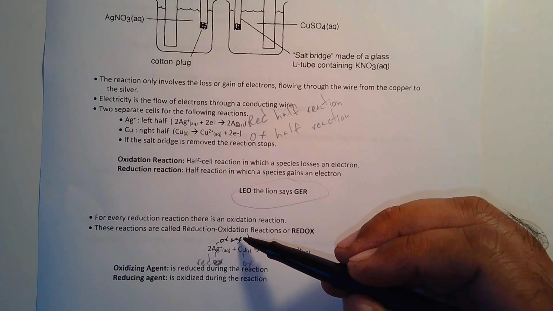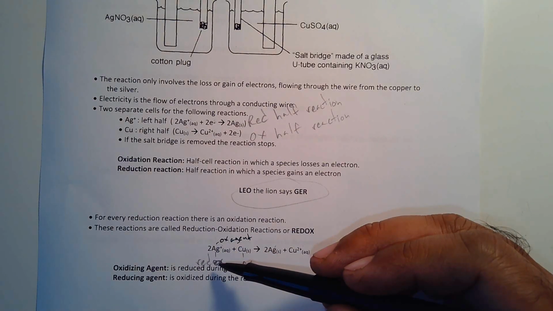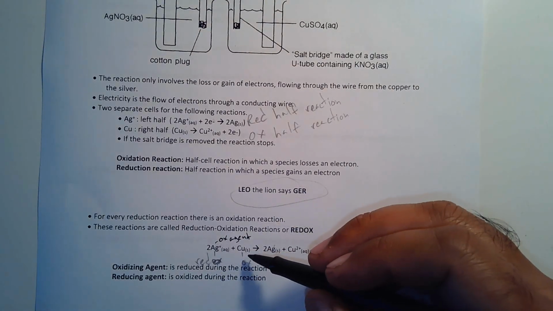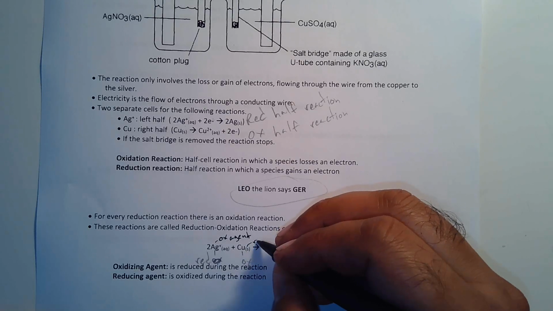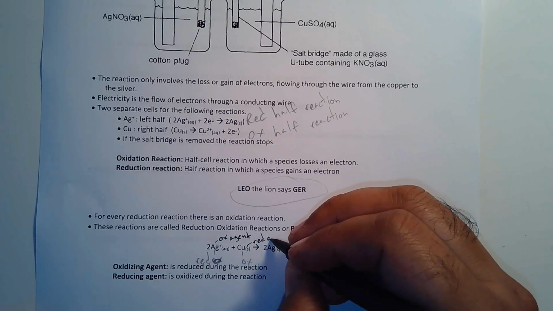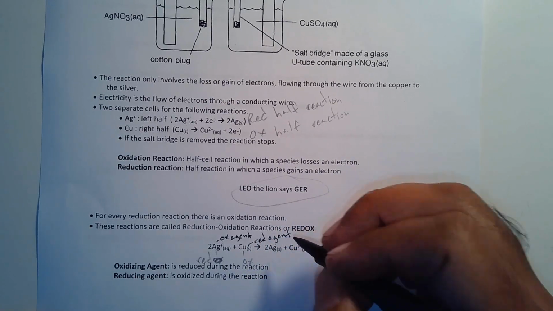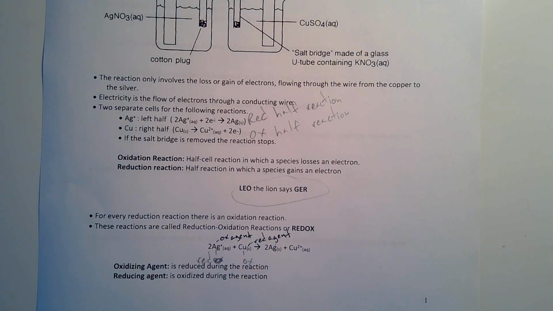And so you notice the oxidizing agent is reduced. And then this one here, the copper which is being oxidized, you can also refer to as a reducing agent, because it causes the silver plus to become reduced.